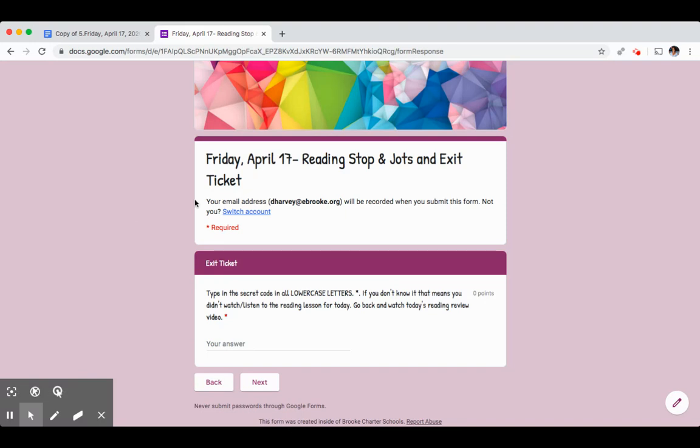So right now you should be on your exit ticket quiz. It should be asking you for a secret code, and once you correctly type in that secret code, you'll be able to take today's exit ticket quiz for reading class.